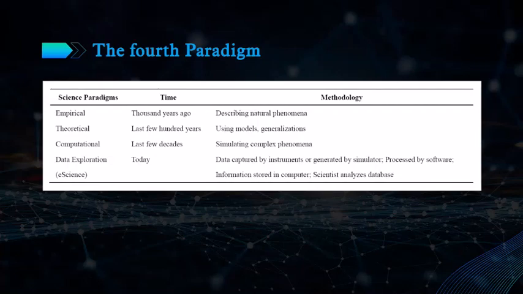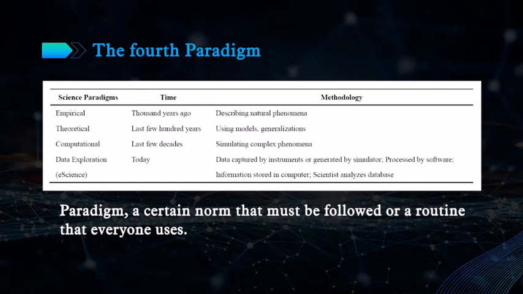He divided scientific research into 4 types of paradigm. Paradigm means a certain norm that must be followed, or a routine that everyone uses. They are experimental induction, model deduction, simulation, and data-intensive scientific discovery. Among them, the last, data-intensive, is what we now call scientific big data.